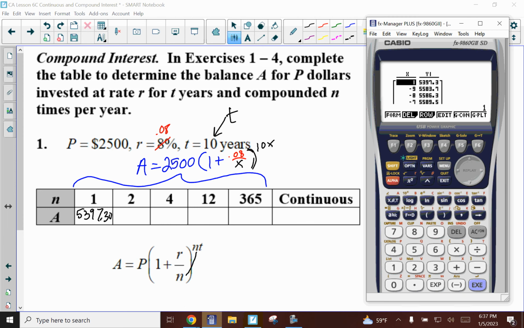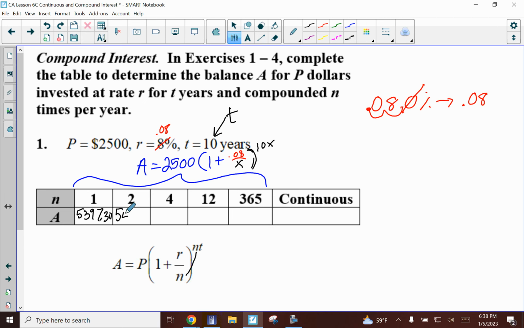Okay, so then we need the answer for 2, so I just go and plug in 2 and hit execute. So now my money has grown after 2 times compounded in 10 years. So they're calculating my amount 2 times in 1 year, or over the course of 10 years. So we've got 5,477, and then we had some change in that, so 80 cents. So this would be 0.80.